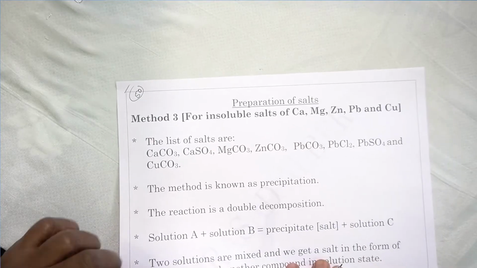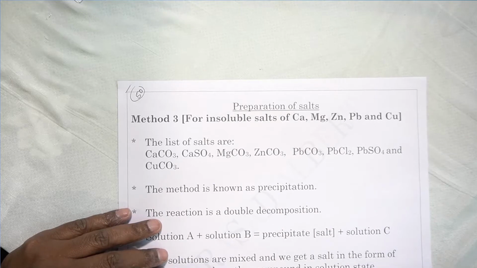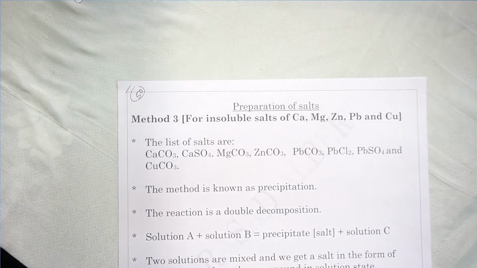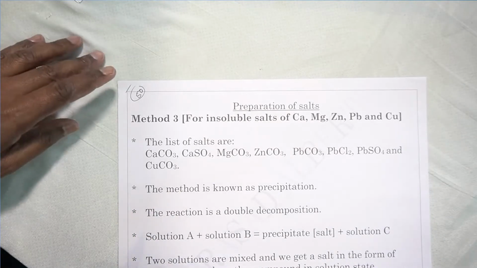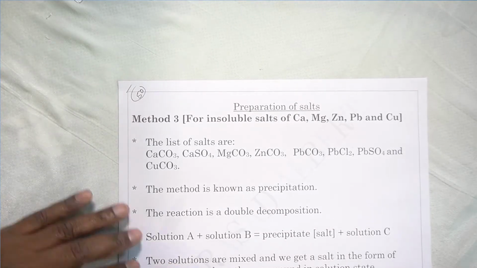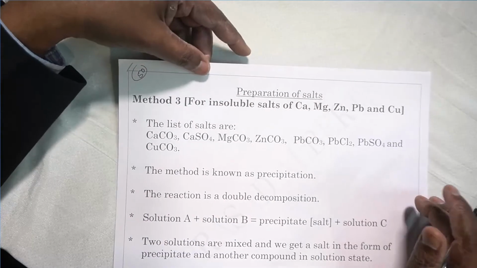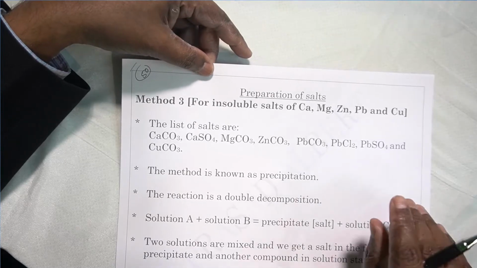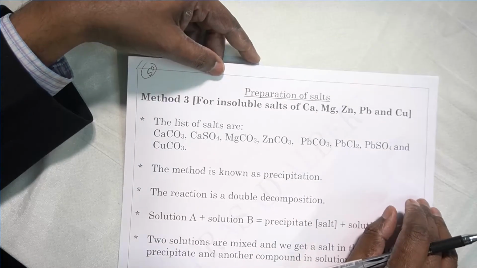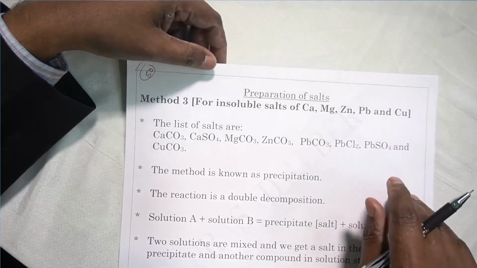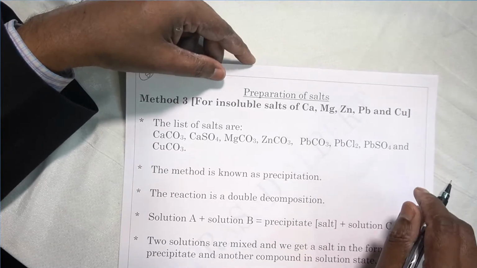Method 3 is for insoluble salts. The salts of calcium, magnesium, zinc, lead and copper which are insoluble. Now, the list of insoluble salts. We have studied solubility. I have discussed solubility in one of the videos previously, so if you are not well versed with solubility, you can watch that video, solubility of salts.